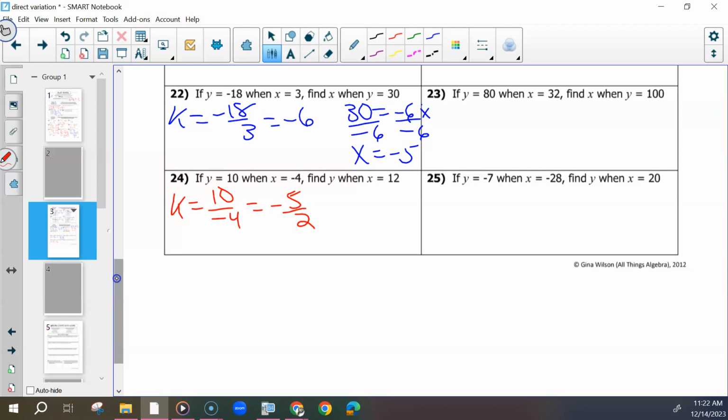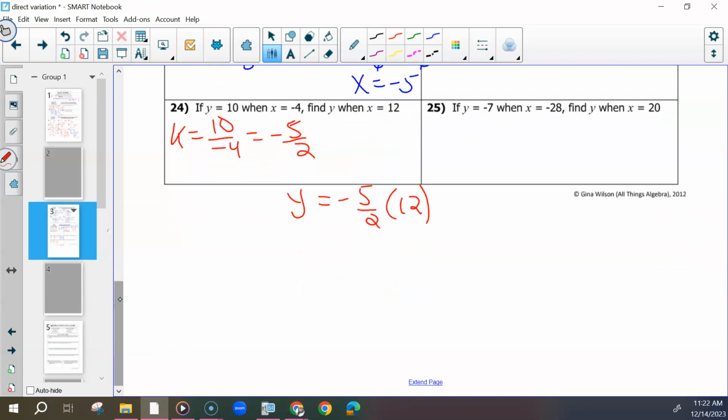And then to start setting this up in our y equals kx, what would that look like? Y equals negative 5 over 2 times 12. Multiply those two. Tell me what y is. If you're doing it in the calculator, you can use alpha y equals to put in your fraction. So again, if I took negative 30 over 12, I should get negative 5 over 2.